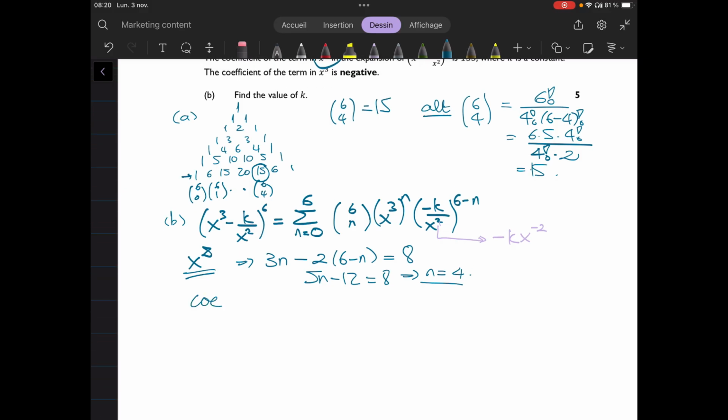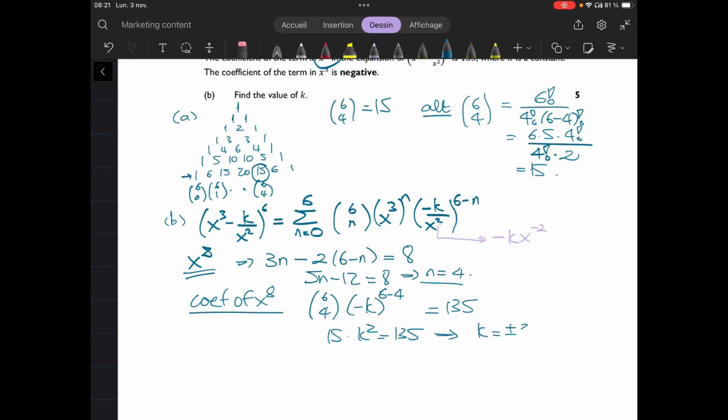So the coefficient of the term in x to the 8 is going to be 6 chooses 4, negative k to the 6 minus 4. This is also equal to 135. So you can find that k is plus or minus 3. However, we're not done yet.